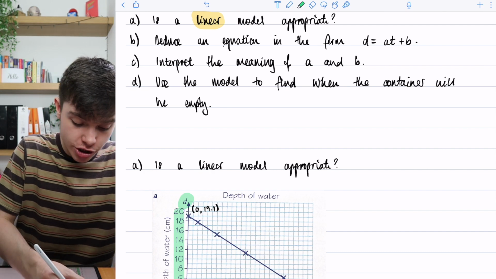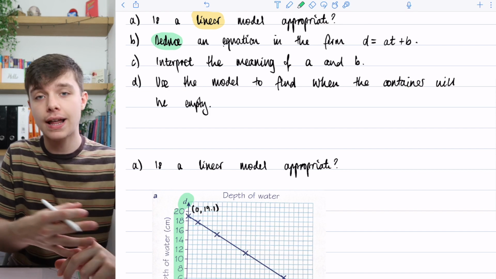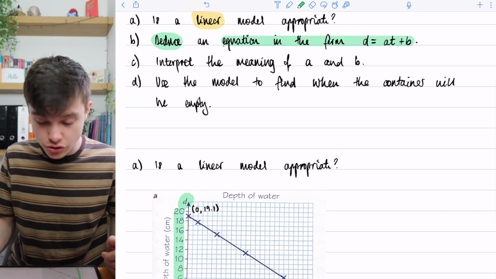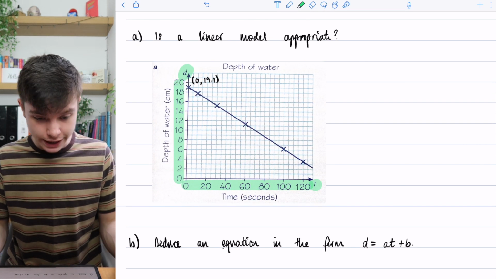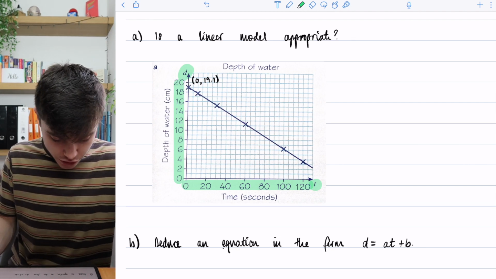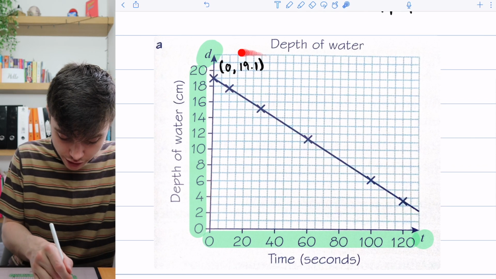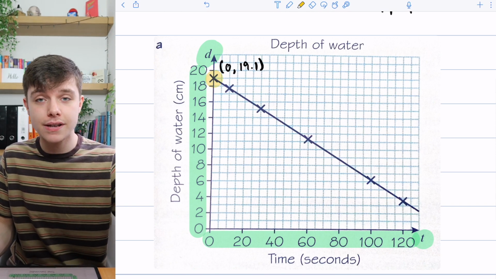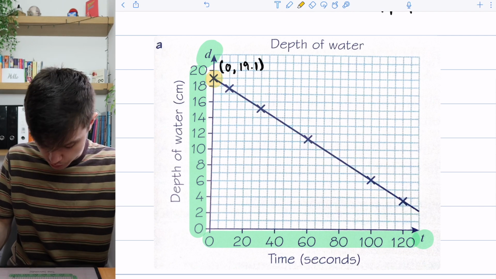Okay, part B says deduce an equation in the form D is equal to AT plus B. When we've got the word deduce, all we need to do is just find the equation of the straight line. Use the maths and find the equation, okay? We can see it's a straight line equation, so just find the equation of this straight line, okay? We're going to take 2 points to work out the gradient, and the first point is this coordinate there. I'll highlight it in yellow, just to make it easy because it's at the x point of 0. So I can take away 0 and that's not too hard to work out.